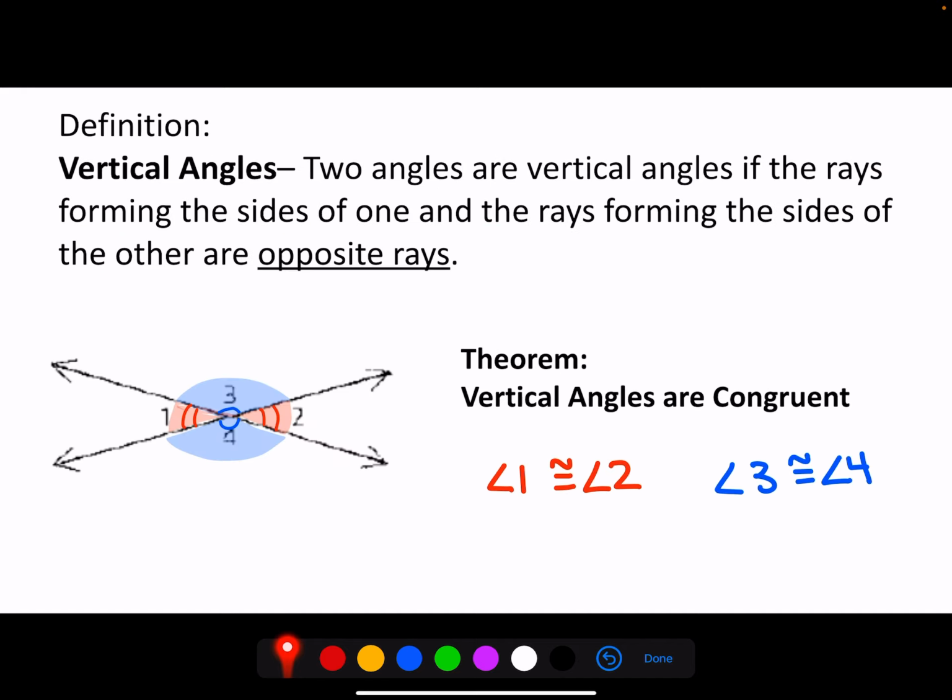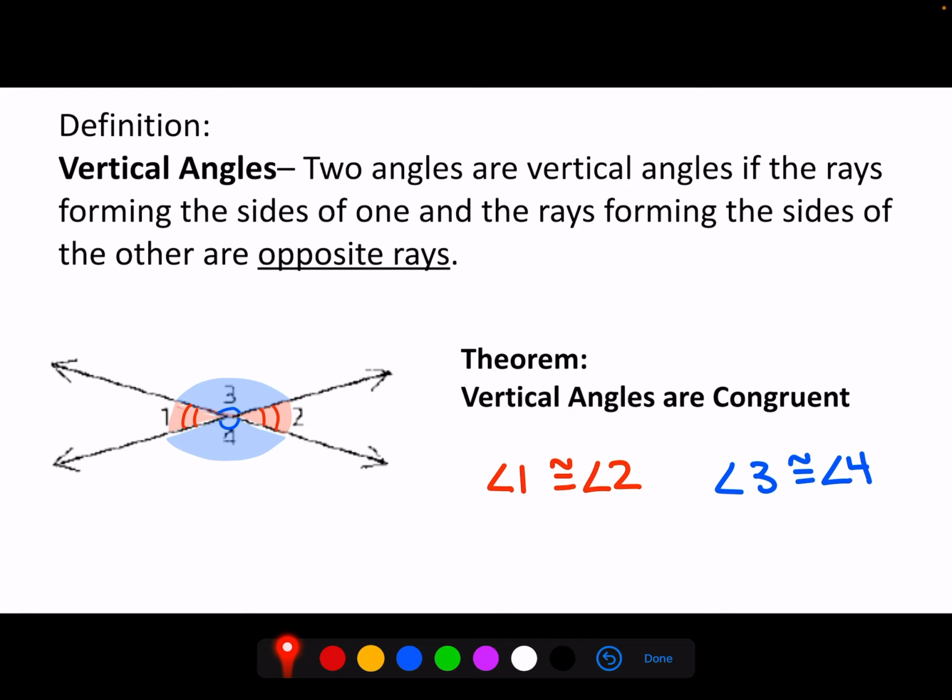So, vertical angles. This is a very important definition, and that will help us out a lot when we're dealing with these angles. Vertical angles are two angles if the rays forming the sides of one and the rays forming the sides of the other are opposite rays. Now, an easy way to remember this: vertical angles are created whenever an X is created with angles. Vertical angles are just on opposite sides.